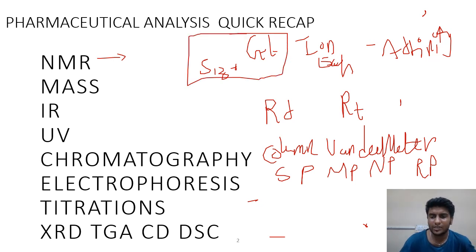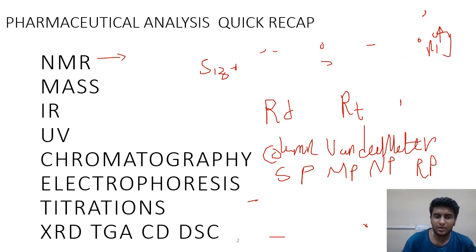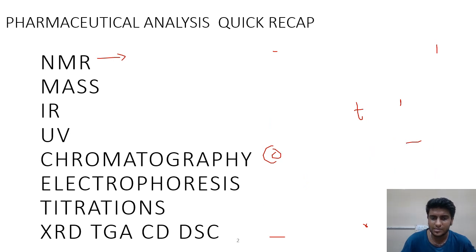Like in electrophoresis we use acrylamide gel, SDS-PAGE, and polyacrylamide gel. In electrophoresis we also use agarose gel. All those things you need to know from the pharmaceutical analysis point of view. And then in electrophoresis, of course, the factors affecting it, like the charge and the size of the ion, are very frequently asked.